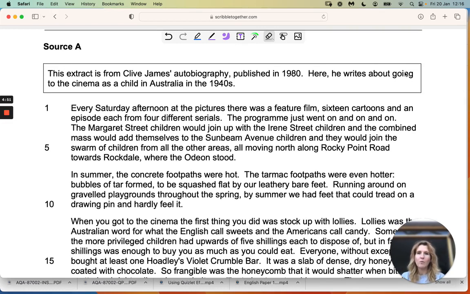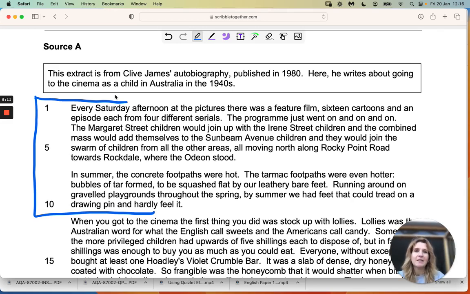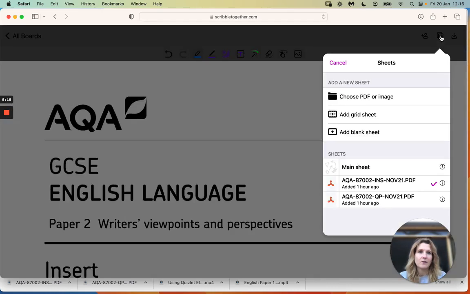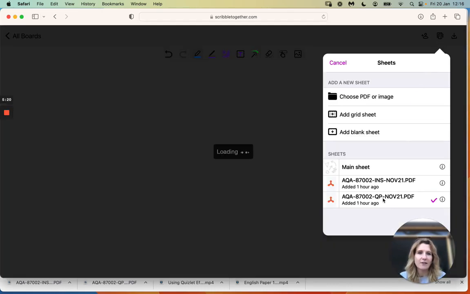So for question 1, it has said you want to look at lines 1 to 10. So I recommend you draw a box, or at least a partial box around it. So you know, and you haven't even read it yet, but you know that you're only going to be looking for that to answer the question. Let's go back and read the statements, and then we'll read the extract.